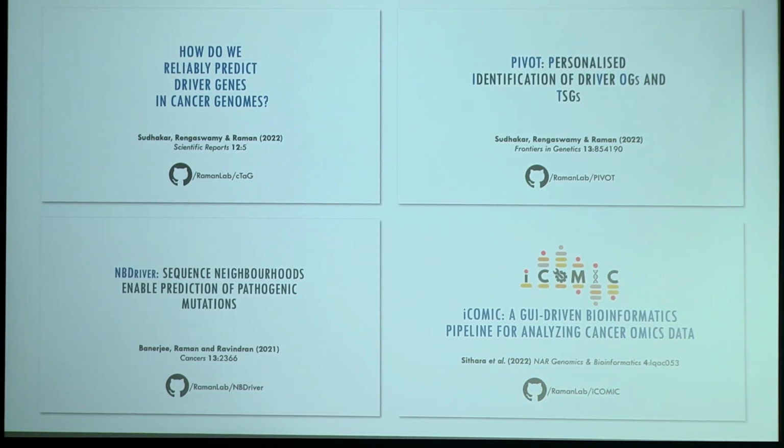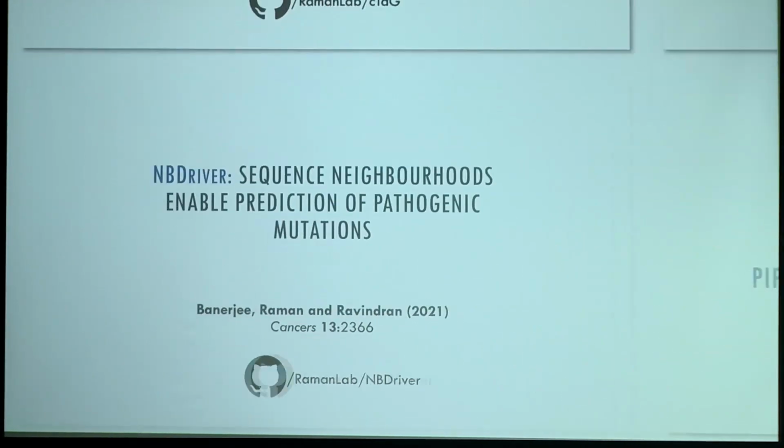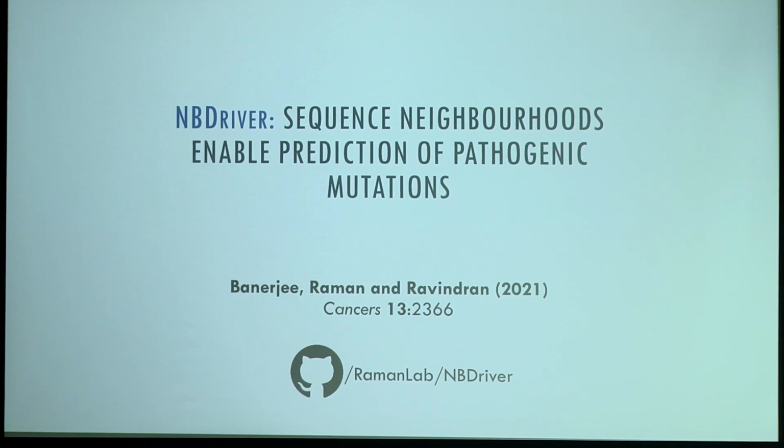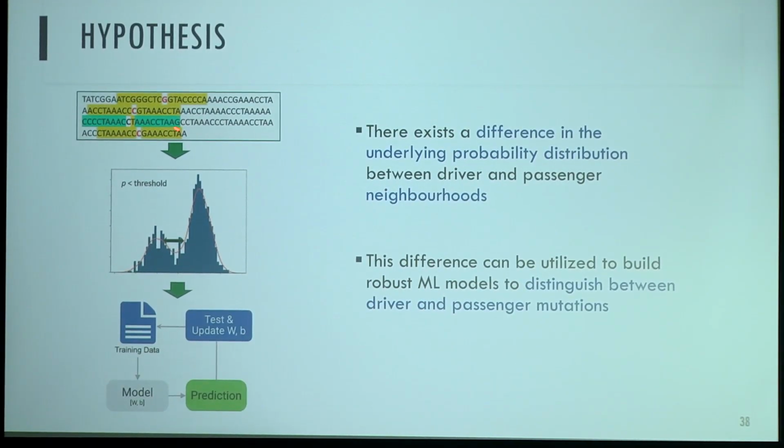So I have a couple more slides on a very interesting study. This essentially came out of a very interesting hypothesis that we once discussed with Professor Ashok, which is whether sequence neighborhoods can actually flag a particular mutation as pathogenic or not. So this is your regular gene, ATCG, whatever, and there is a particular mutation here. This mutation could be either pathogenic or not, meaning it could be a driver gene mutation or not. Can you predict its driverness by simply looking at its nucleotide sequence in the neighborhood?